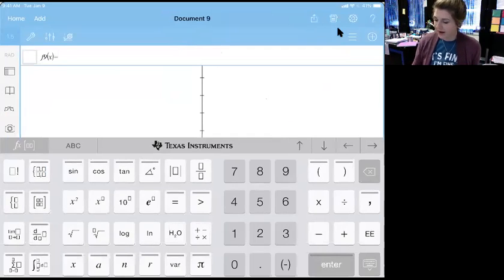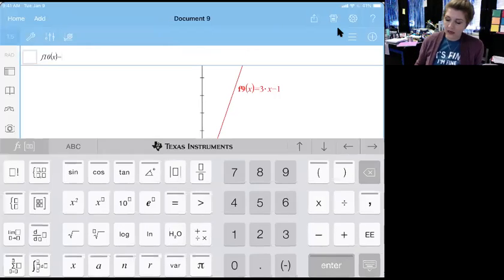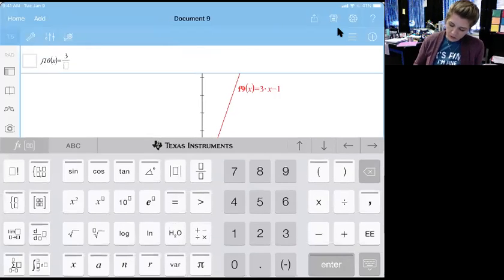So the first one we have is A, it's y equals 3x minus 1. So we're going to type that in, 3x minus 1. I'm going to click enter. There's my first line. Then I'm going to click the plus button over on the side, and type in the second equation. 3 divided by 2, scroll over, put in an x minus 4. Click enter.